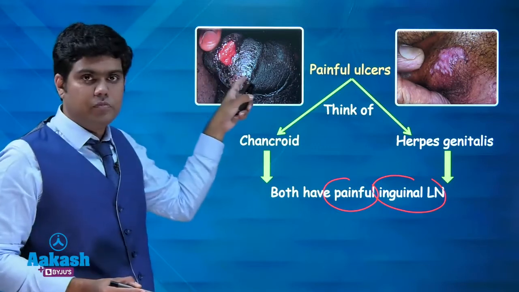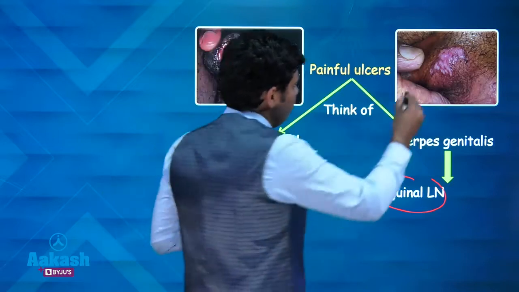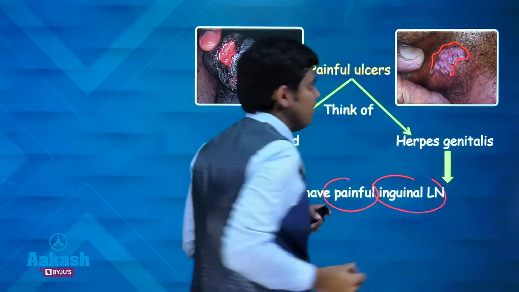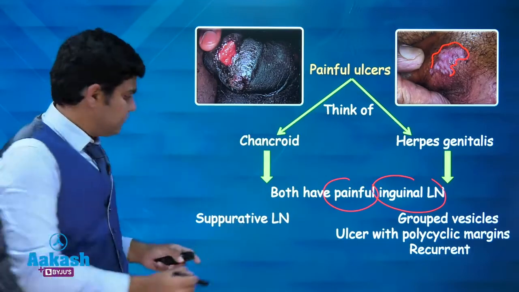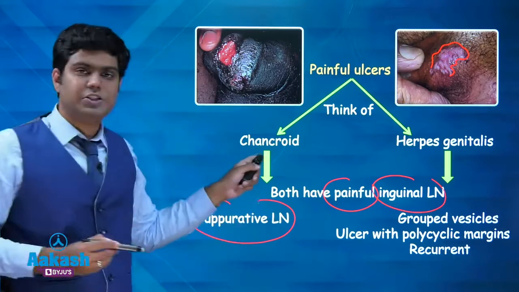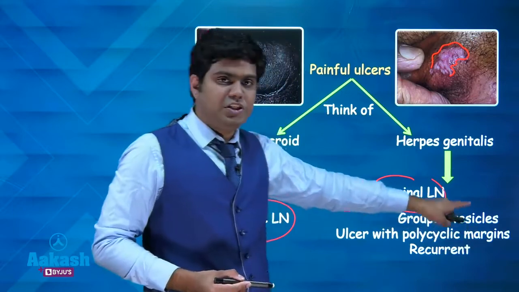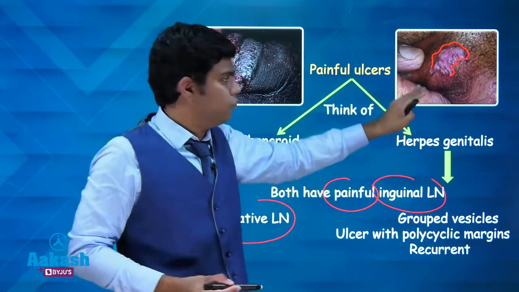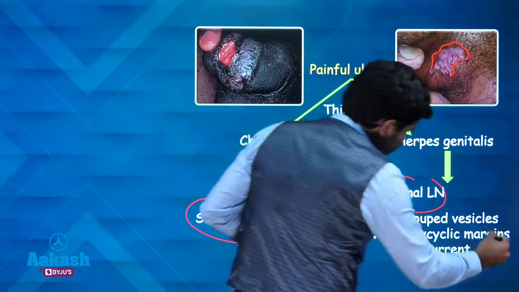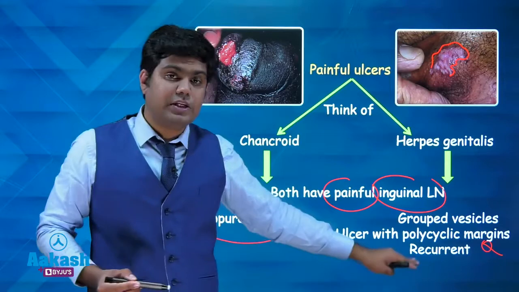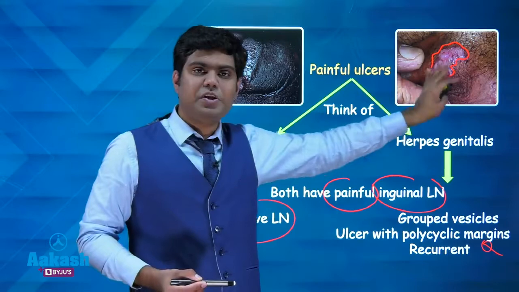You can see in the picture. The ulcer is deeper in chancroid. We have got a superficial ulcer in herpes, and that is also polycyclic. So margins are polycyclic, right? Also, the lymphadenopathy in chancroid will be suppurative, pus filled. Suppurative lymphadenopathy in chancroid. What about herpes genitalis? What features will be helpful? Grouped vesicles. Initially the patient will have grouped vesicles which will rupture to form a superficial polycyclic ulcer. And here polycyclic margins, very important. And recurrence. Recurrence is another important feature of herpes. So herpes tends to recur. So for a recurrent ulcer, you should think of herpes genitalis.